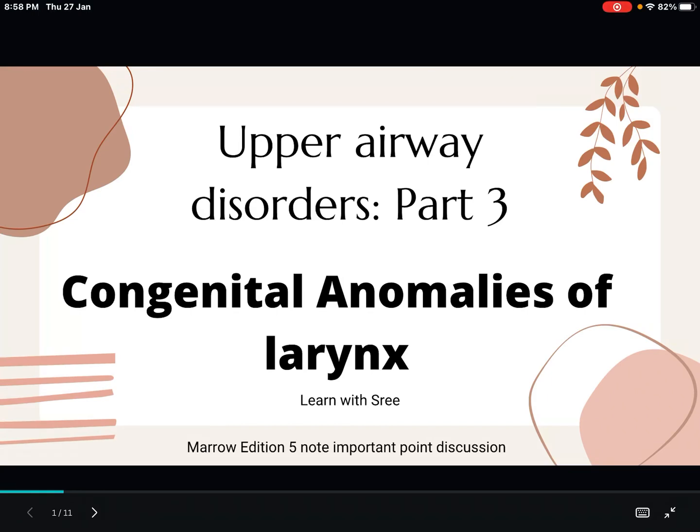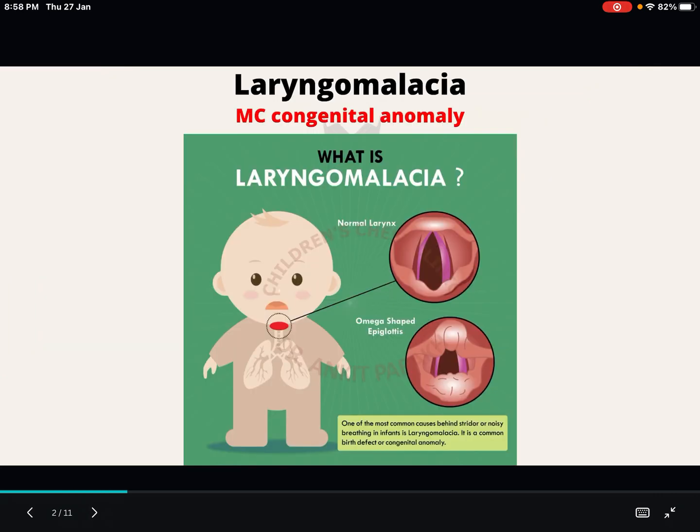Hello everyone. Now let's talk about various congenital anomalies of larynx. The first and the most important one is laryngomalacia because it is the most common congenital anomaly. What is laryngomalacia? Larynx, we know. Malacia means laxity or soft. So the larynx is becoming lax or it is becoming soft.